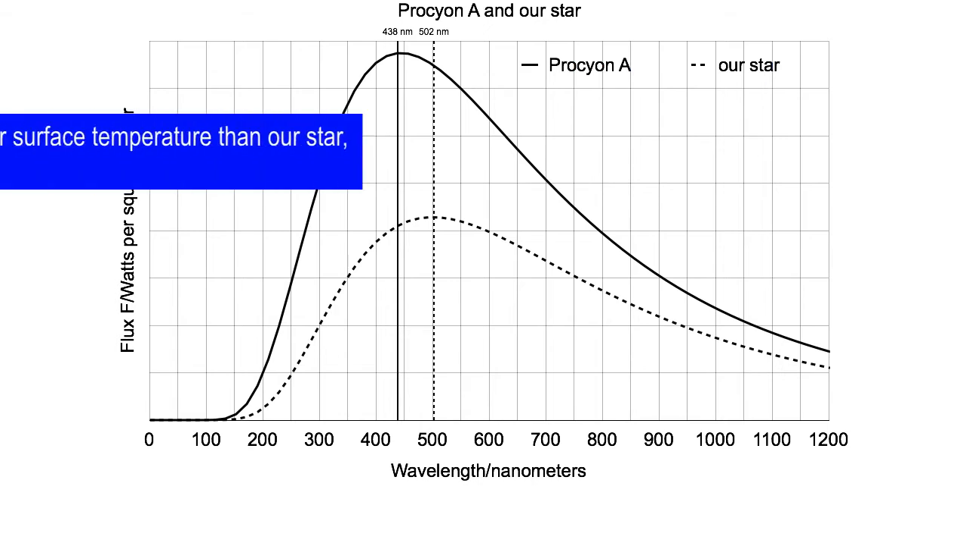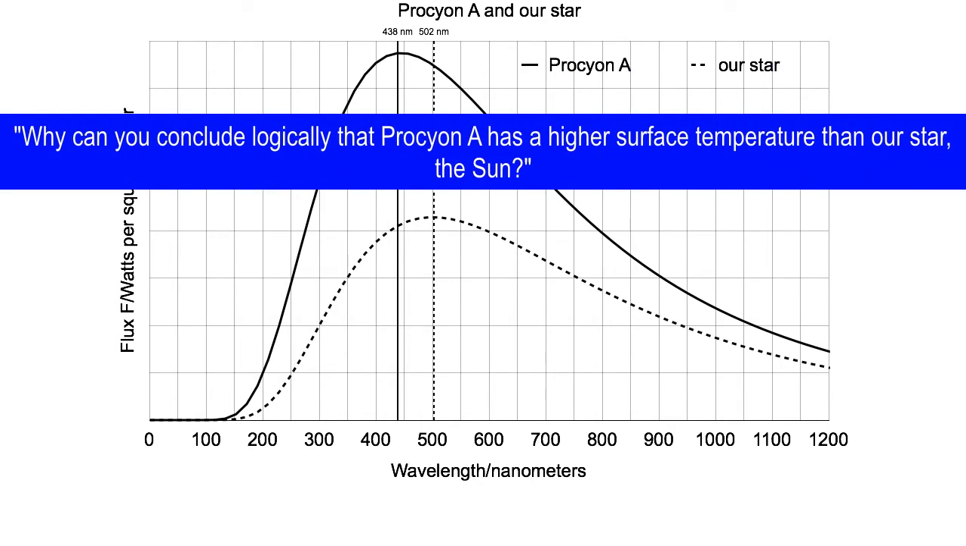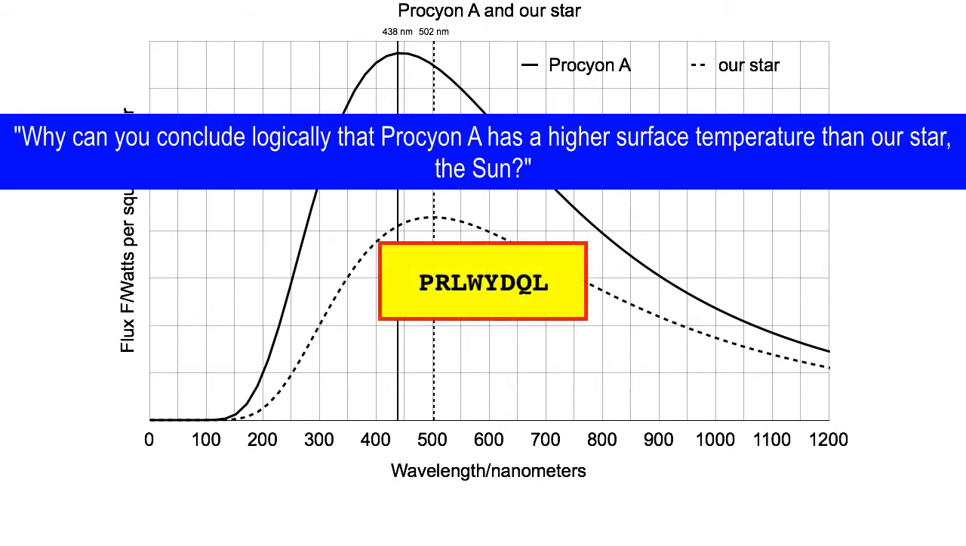Now here's another student's code, and I want you to look at this one. Here's their code, PRL. Almost everybody started with the letter P, Procyon. They were focusing on Procyon, which is good. That's the top curve in this spectra. PRLWY, DQL. Have your clickers ready because we're going to do a clicker question in just a second.